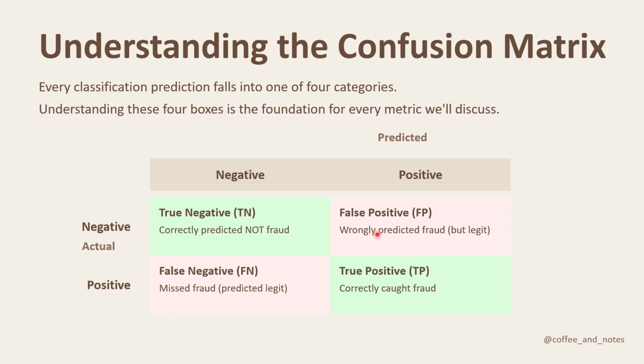Understanding these four categories is critical because different business problems care about different errors. Both FP and FN are costly, but in different ways. In cancer screening, FN is catastrophic, missing a cancer case, while FP just means an extra biopsy.